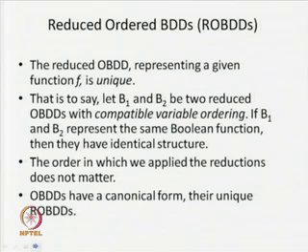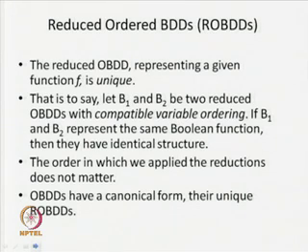Now, some properties of the reduced ordered binary decision diagram. The reduced ordered binary decision diagram representing a given function f is unique. If we look at a particular function f and construct its reduced ordered binary decision diagram, then this ROBDD will be unique with respect to that particular variable ordering. Because if you change the variable ordering, then the size will vary, as we have already seen. That means we are going to get a different representation, a different BDD. So, with a particular variable ordering, we get a unique representation.